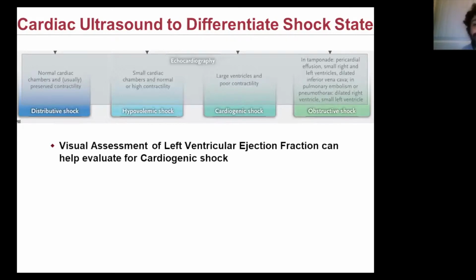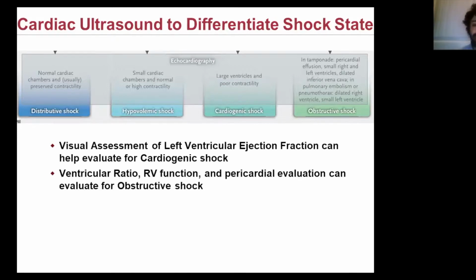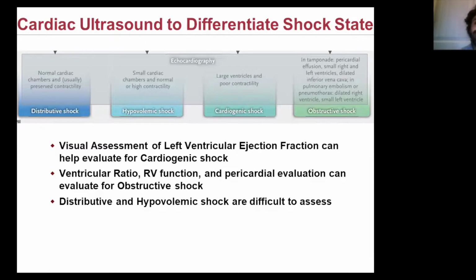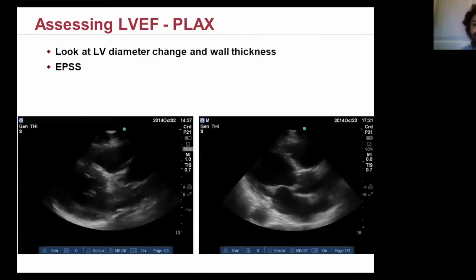Visual assessment of the left ventricular ejection fraction can definitely help to evaluate for cardiogenic shock. I'll describe the way that we do that in a second. We can also look at the ratio of the left ventricle and the right ventricle in order to see how the RV compares to the LV from a pressure standpoint. And we can look a little bit at the way the RV is moving in order to get an idea of right ventricular function. The pericardium is easily visualized with ultrasound and can definitely be used to assess for obstructive shock. Differentiating distributive and hypovolemic shock are more difficult, and we'll talk about that in a second.